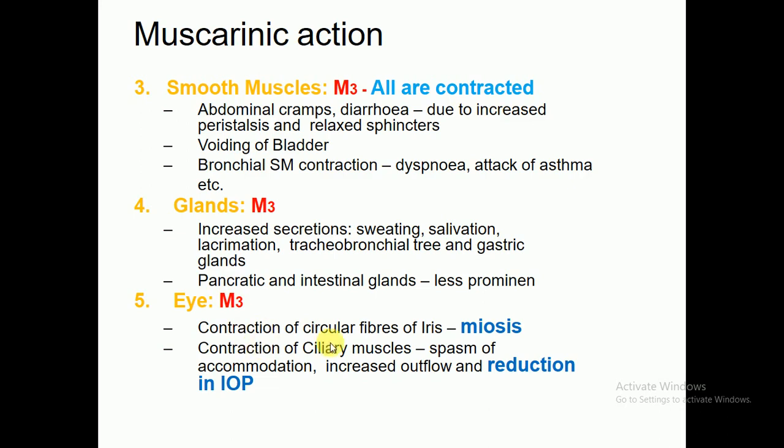In the eye, the M3 receptor causes contraction of the circular fibers of the iris, especially causing miosis, a contraction of the pupil size, and contraction of the ciliary muscle. So the ciliary muscle also contracts. This is very easy to understand. The contraction of the ciliary muscle causes spasm of accommodation, while increased outflow causes a reduction in intraocular pressure.